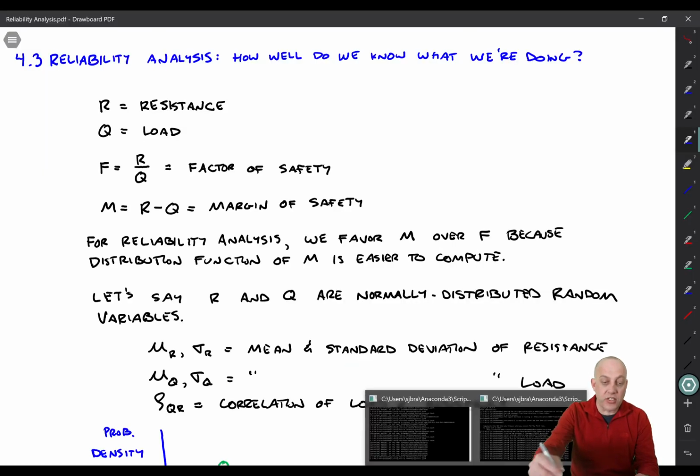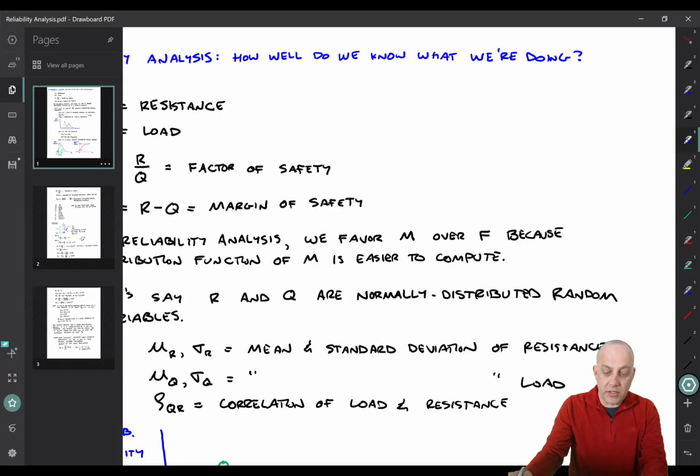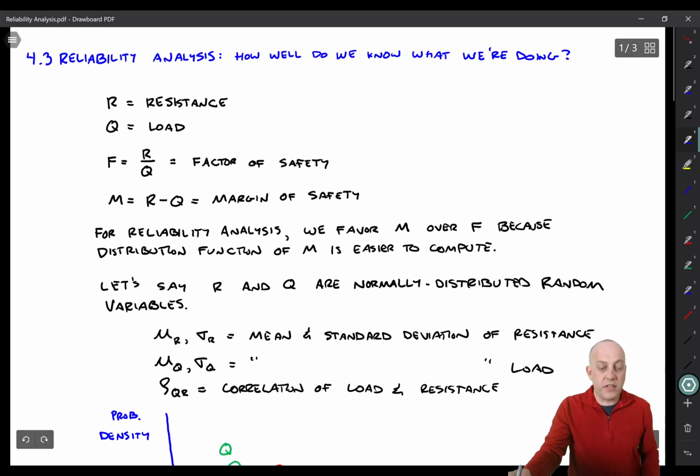So I'm going to change now over to drawboard, and there we go. Try and get rid of all that extra stuff. And we'll define a few terms here and just do a real basic overview of reliability analysis.